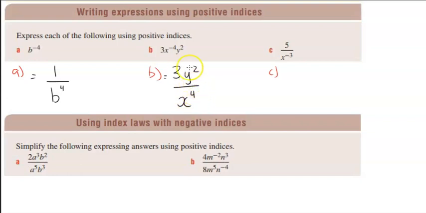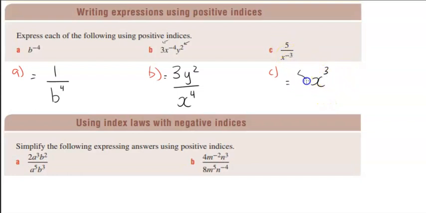And this is what I was saying before, when you have other things associated with this negative power with the x base, they just stay on the top. So the 3 and the y squared just stay on the top. Now for C, 5 over x to the power of negative 3. Now we have a base to the power of a negative number, which is on the bottom, so it goes back into the top, and that negative power disappears.